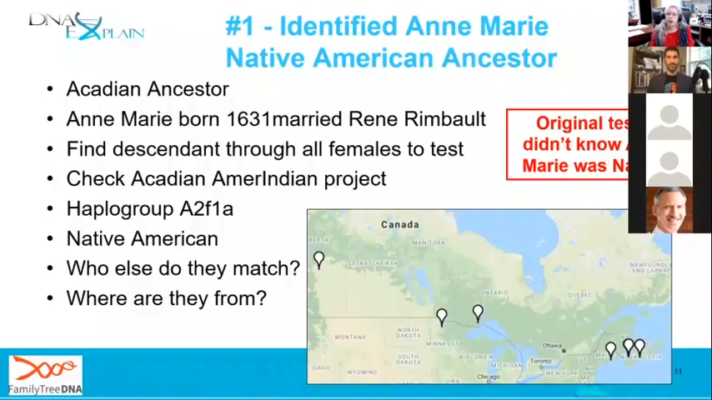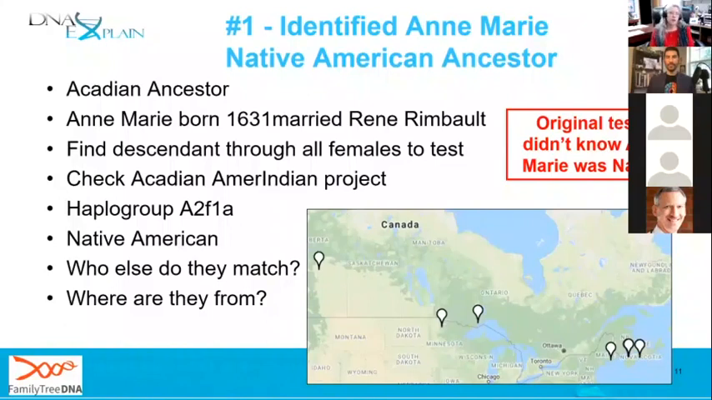We also now know why Anne Marie didn't have a surname in the Catholic records. The person had to convert to Catholicism before the priest would marry them. But she had no surname because she was Native American. So they just wrote her in as Anne Marie.